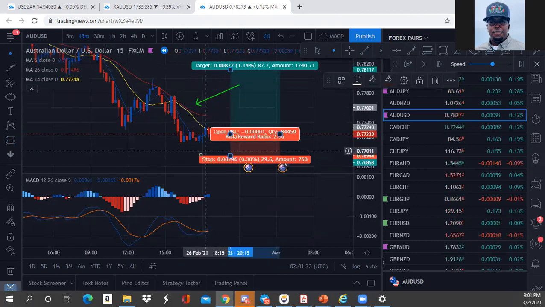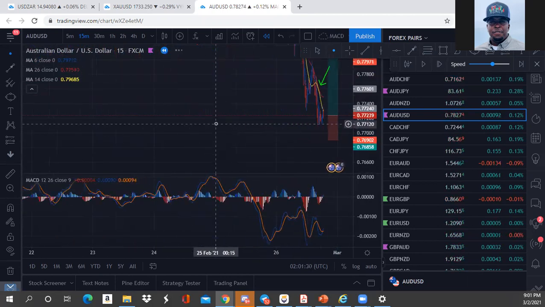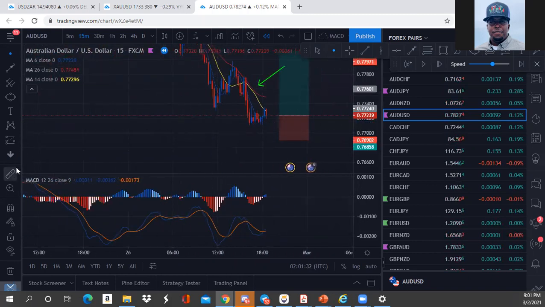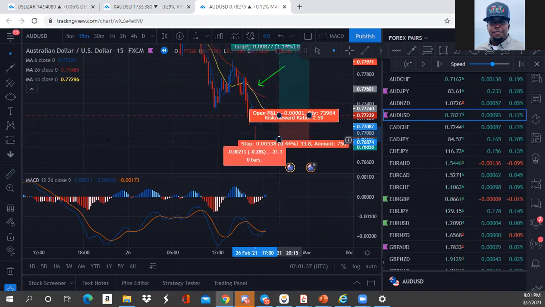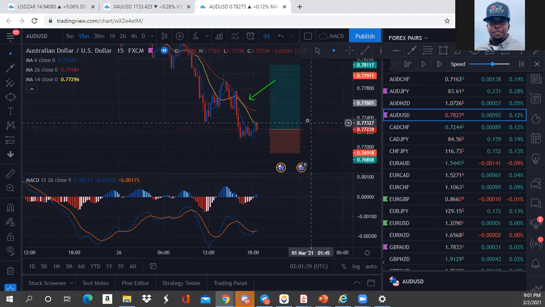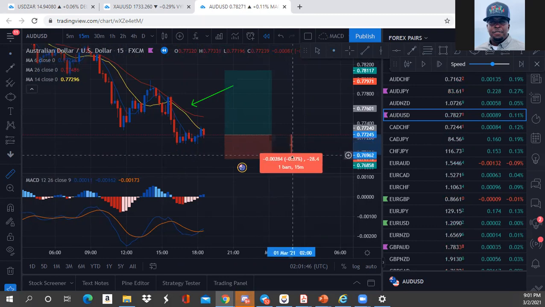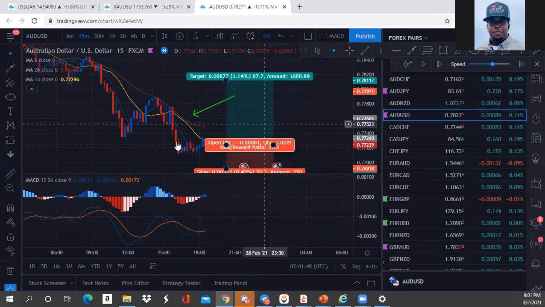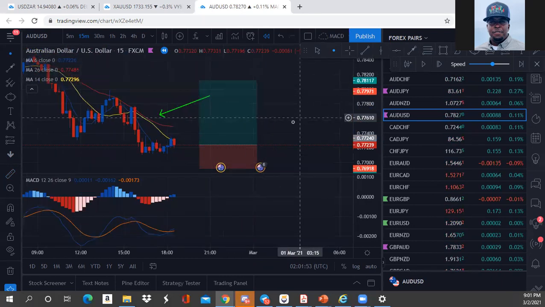Spread times 2 below the wick, below the day. Spread times 2. All right, we have our EMAs. We have a 33 pip stop loss versus an 85 pip gain. All right, so let's get in the market.